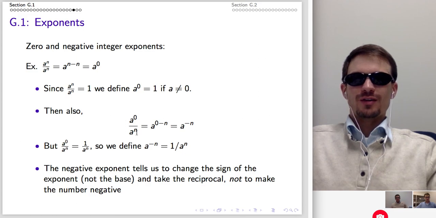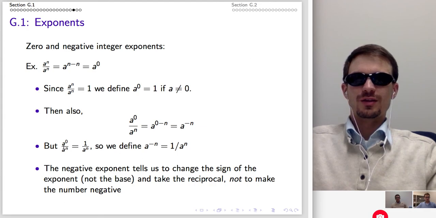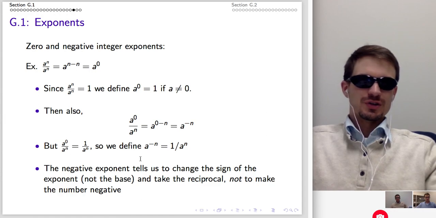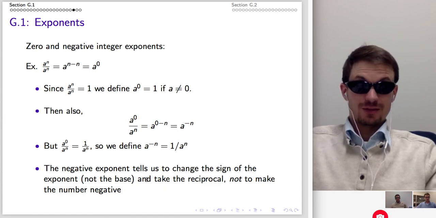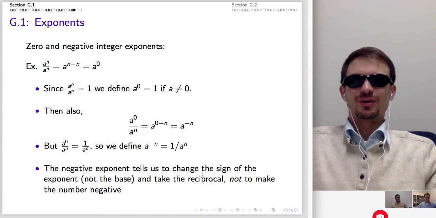So suppose we have a to the 0 divided by a to the n. Here's where the negative exponent is coming from, right? So a to the 0 over a to the n is 1 over a to the n. So we define a to the minus n as equal to 1 over a to the n. So what's the summary? Well, remember the negative exponent is just telling us to change the sign of the exponent, not the base, and take the reciprocal, not to make the number negative.